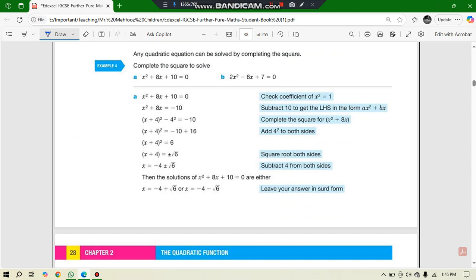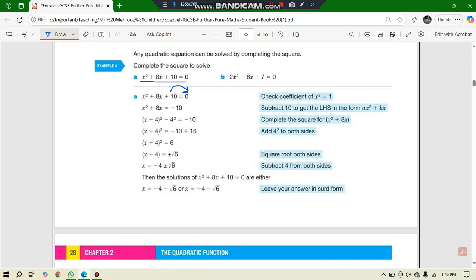Now we have the next example, that is example 4. Any quadratic equation can be solved by the completing the square method. Complete the square to solve. So we have to solve this quadratic equation. Previously we solved quadratic expressions, but now in example 4 we have to solve quadratic equations by the completing square method. First of all, we have to make the shape like the quadratic expression. So we take the constant term to the right side, so it becomes x square plus 8x is equal to minus 10, right?